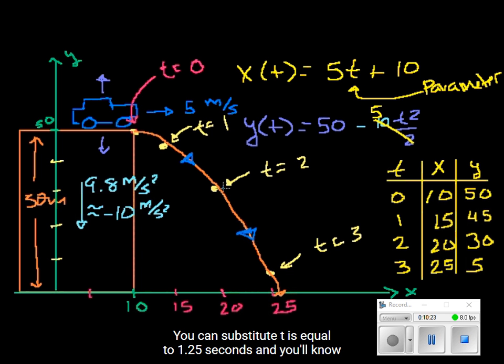You can substitute t equal to 1.25 seconds, and you know exactly where the car is. So you can plot these points, and you can get a sense that as time goes on, we're getting accelerated downwards. And that's why for every second further, especially the y distance gets further and further apart. Anyway, I just wanted to give you this example. All of this is easy to follow. The intention is to give you the notation behind this.